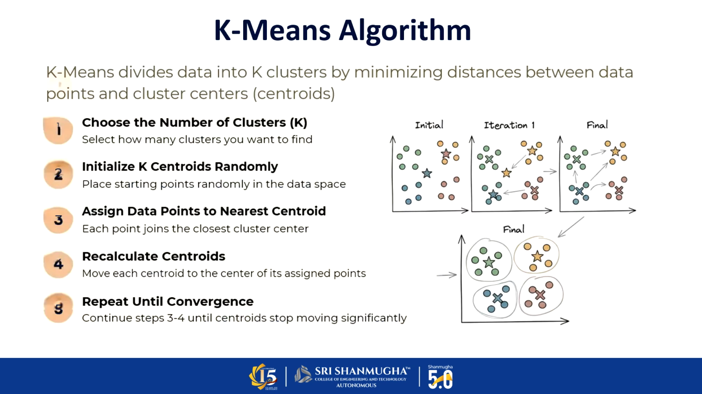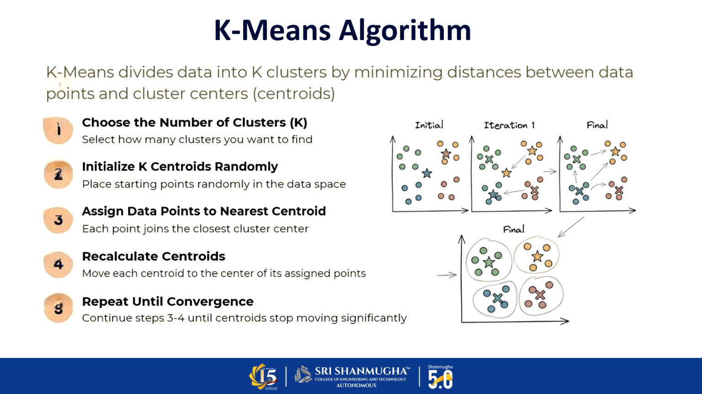K-means is the most popular and widely used clustering algorithm. It divides data into K clusters by minimizing the distance between data points and their cluster centers, that is centroids. The word means in K-means refers to the average or mean of all data points in a cluster, which becomes the centroid. So, the step-by-step algorithm.